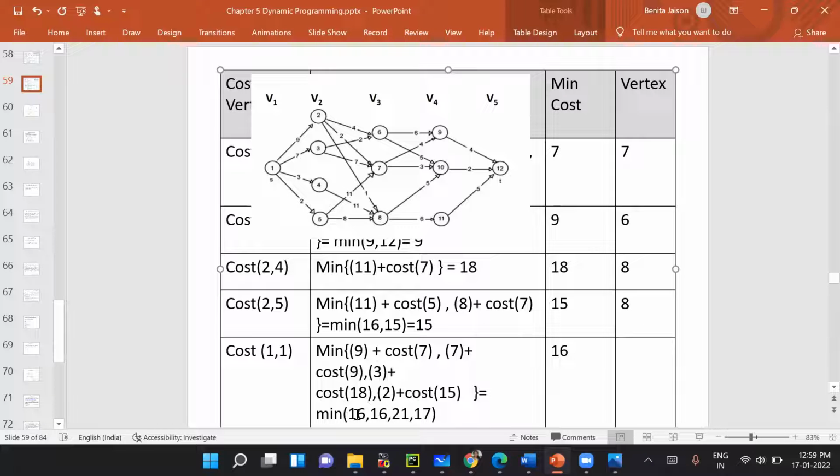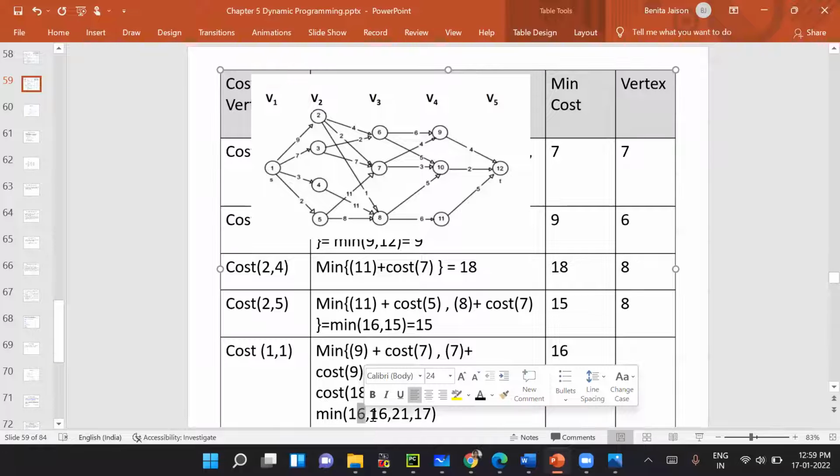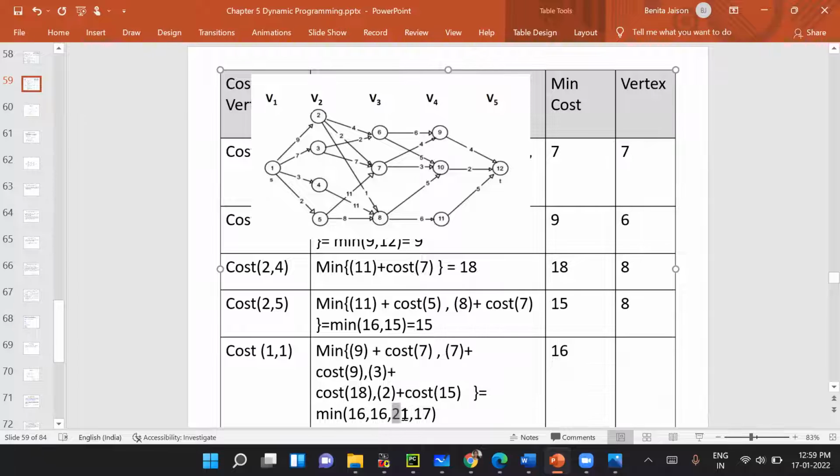So what is the first one? This is from vertex 2. The second one is from vertex 3. Third is from vertex 4. And fourth is from vertex 5. Right? So you are getting the minimum cost as 16 from two vertices. Which are the two vertices? 2 and 3. So you have to write it here as 2, 3.